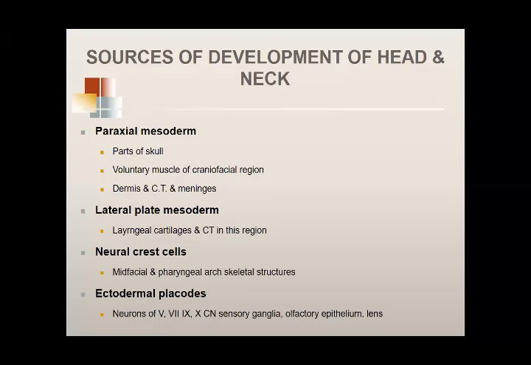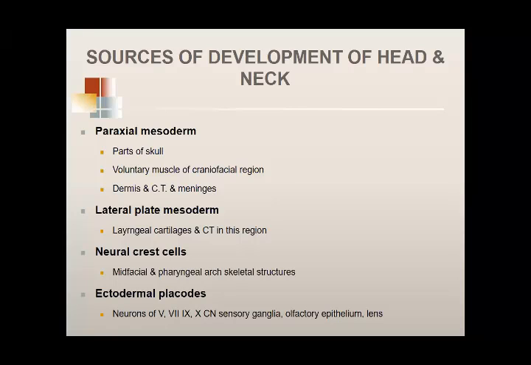Paraxial mesoderm, you all know, the intraembryonic mesoderm got divided into three. From medial to lateral, it was paraxial mesoderm, intermediate mesoderm, and lateral plate mesoderm. Intermediate mesoderm, you remember very well, I hope, developed into urogenital system. Paraxial mesoderm had different derivatives, one of which was somites, and somite development we've already done.